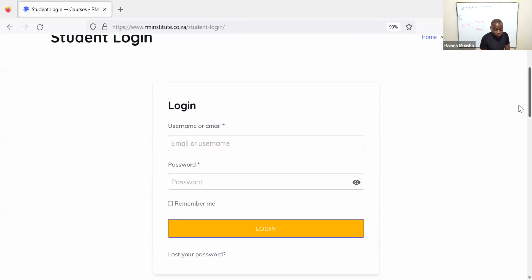Then in future, when you want to access the information on your user account, you're just going to go to login, and on login you're going to indicate either your email or your username, and then you indicate your password. Then automatically, when you click on login, it will log in for you.